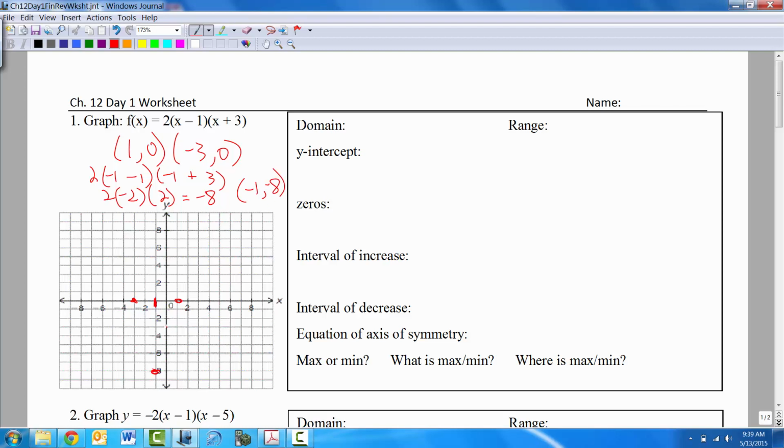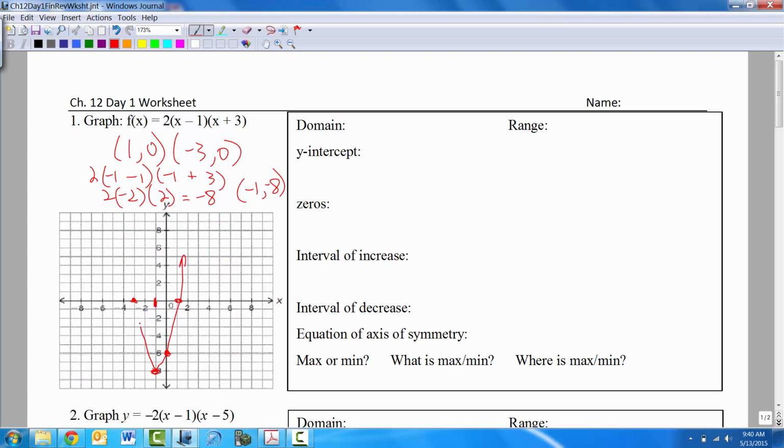All right, and then the y-intercept doesn't quite show up real well, but we could plug in 0 for x to find the y-intercept, and it is actually a nice number. 0 minus 1 is negative 1. 0 plus 3 is 3. 3 times negative 1 is negative 3. Negative 2. Negative 6 is the y-intercept. So this is a picture.